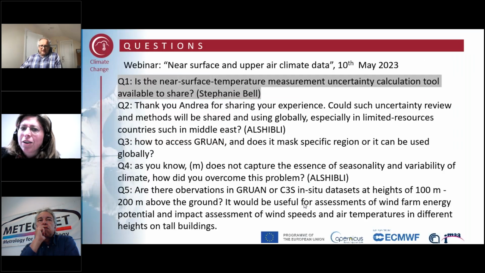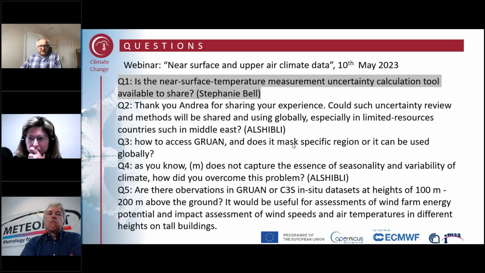So the question five on heights, yes, there are observations. So the GRUAN profiles are for the full radiosonde. So it is the full radiosonde descent from the moment of release.